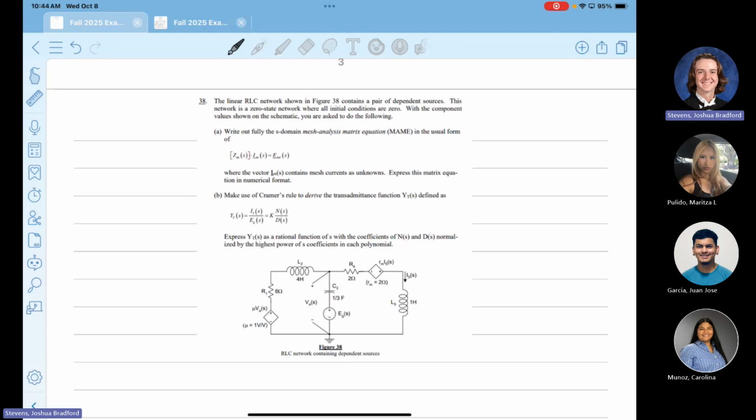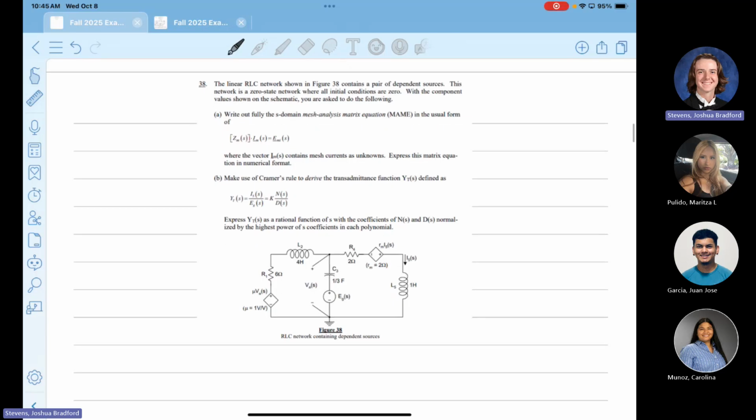This network is a zero-state network where all initial conditions are zero. With the component values shown in the schematics, you are asked to do the following. Write out fully the S-domain mesh analysis matrix equations, or MAME, in the usual form, where the vector IM contains mesh currents as unknowns, and express the matrix in numerical form.